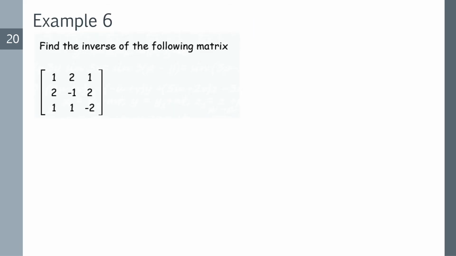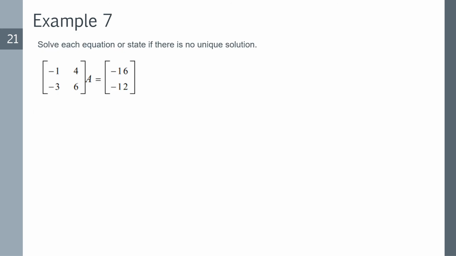In the class we will look at how to find the inverse for the following matrix and solve each equation, or state there is no unique solution. If you look at it, this is a matrix multiplied by another matrix equals this one. This is 2 times 2 and this one is 2 times 1. So you can already expect that A cannot be 2 times 2, because then the output would be 2 times 2. So A most probably is 2 times 1.